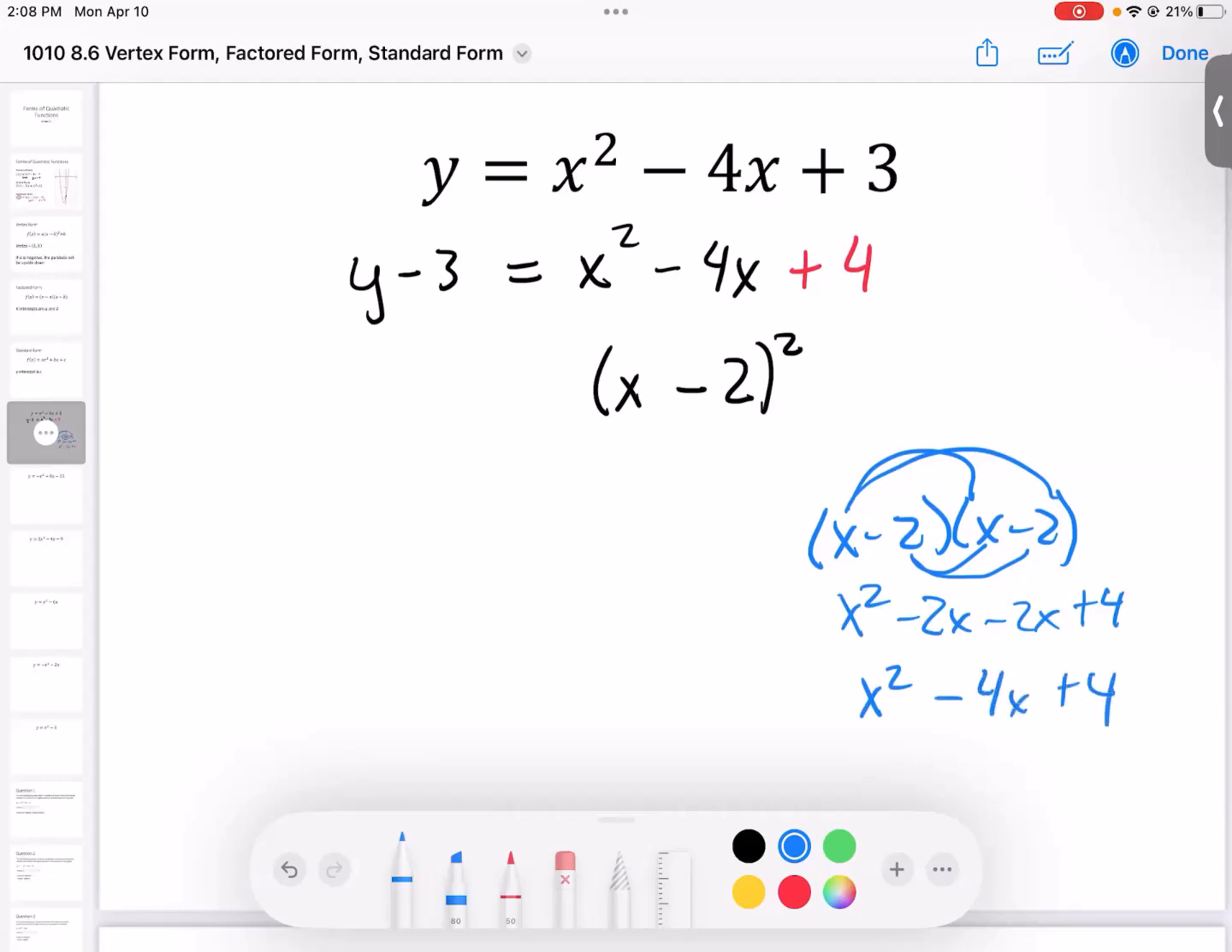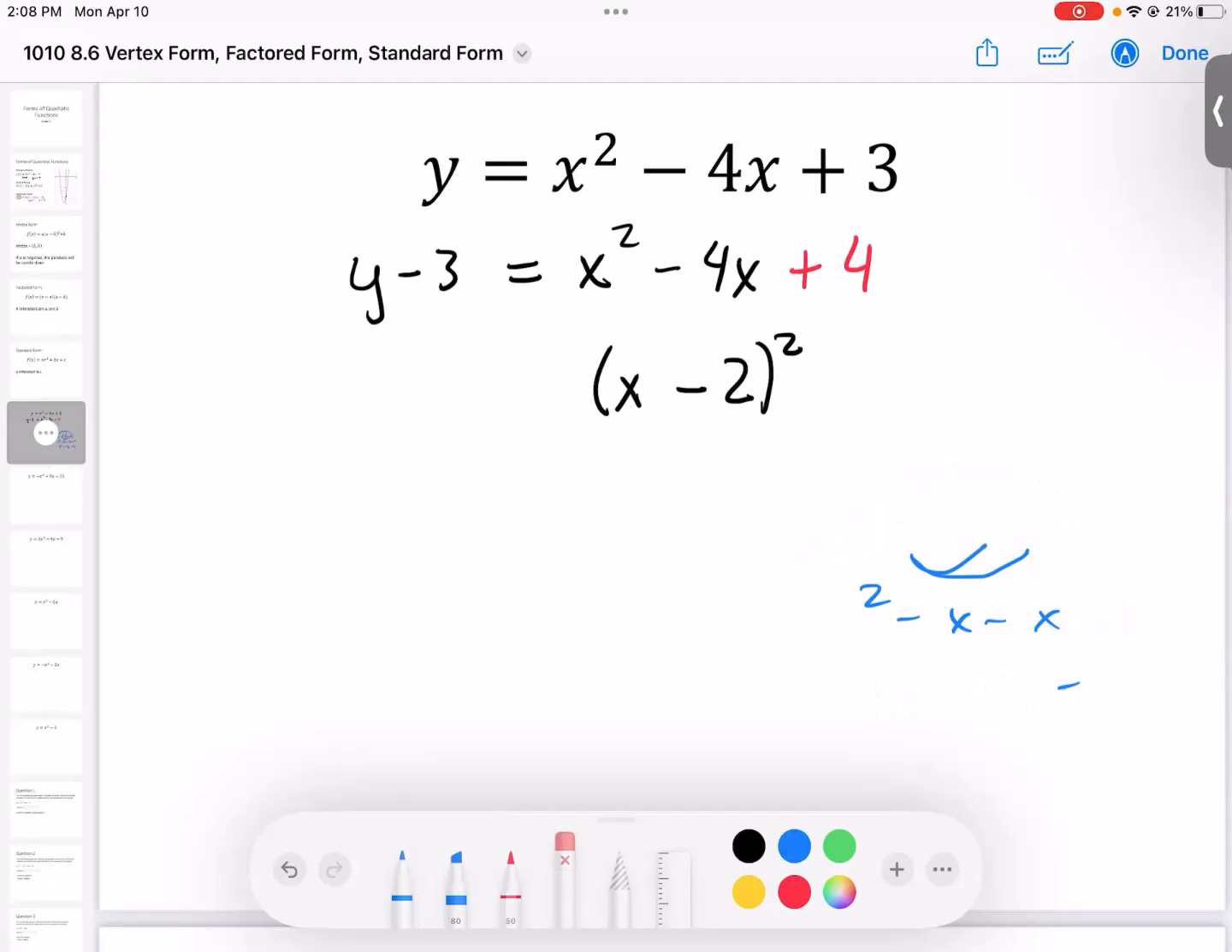And so this is what we need to have on the right-hand side in order to have it factor to this. Because factoring is essentially reverse FOILing. So what we did was we said, okay, I know it's going to be a negative 2 because that's half of this term. And then negative 2 times negative 2 gives us the positive 4. So that's the constant we need. So that's just a quick reminder of how we complete the square.